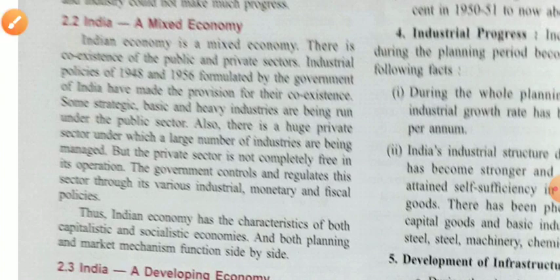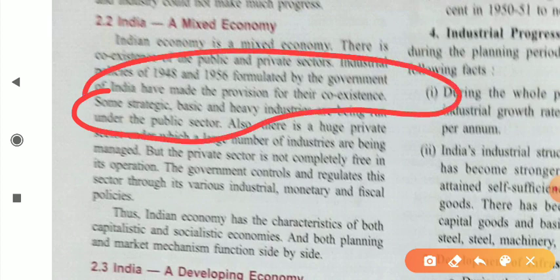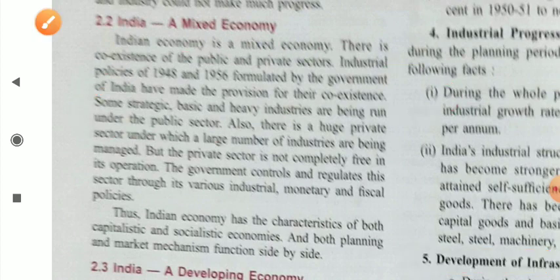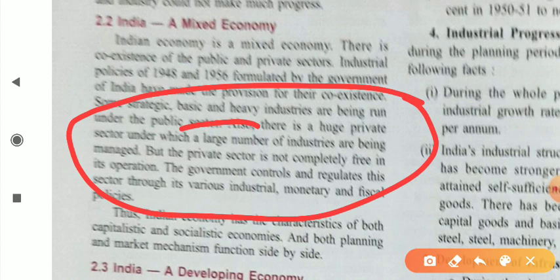Now let's go to the point that the industrial policy of 1948-56 formulated by the government of India made provision for their coexistence. Some strategic, basic or heavy industries are run under the public sector. Also there is a huge private sector under which a large number of industries are managed, but the private sector is not completely free in operation. Be careful there, the private sector does not operate freely. They work under the government.